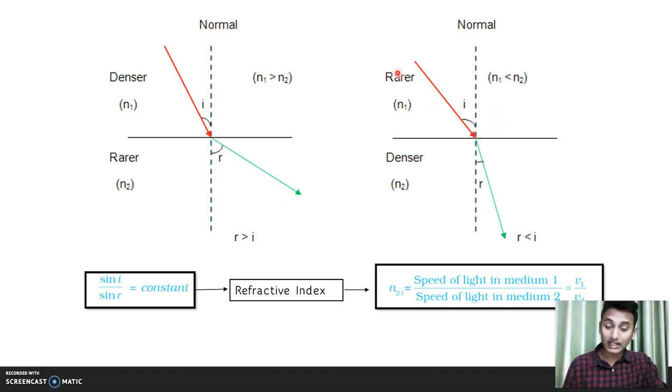In case 2, when the light goes from rare to denser medium, the speed of light is high in rarer medium, but when it goes to denser medium, its speed decreases, because of which it comes towards the normal. So this is what happens in refraction.